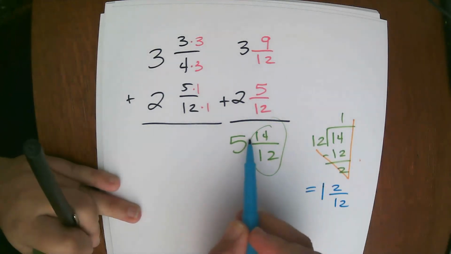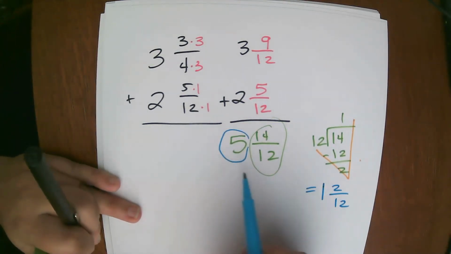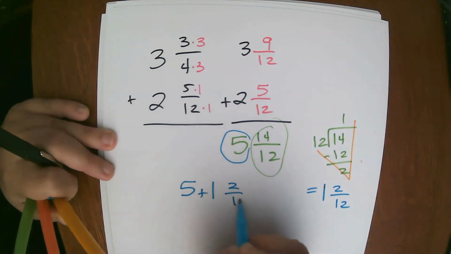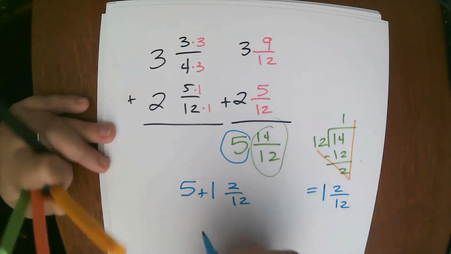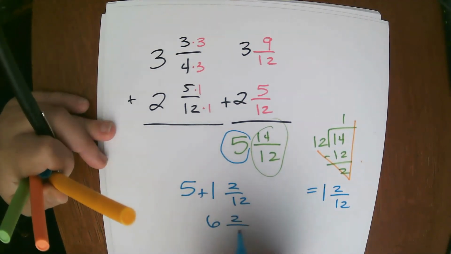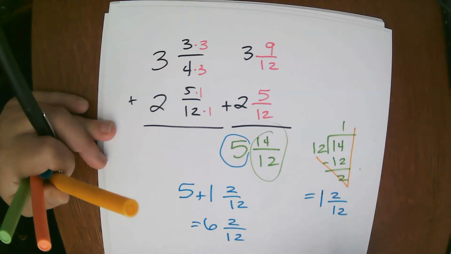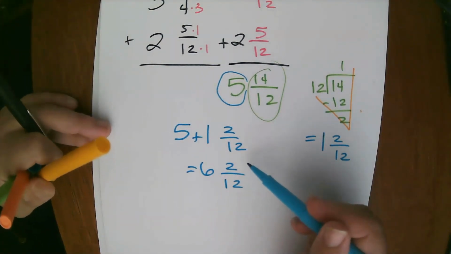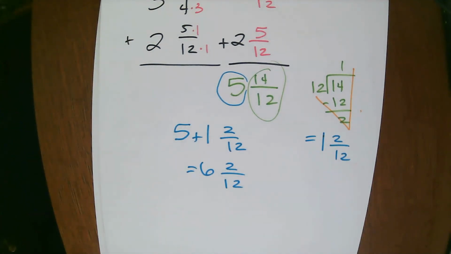Ice cream cone. 1 and 2/12. But remember, we still have this 5 here, right? Can't forget about that. So we're going to add 5 plus 1 and 2/12. So 5 plus 1 is 6 and 2/12.